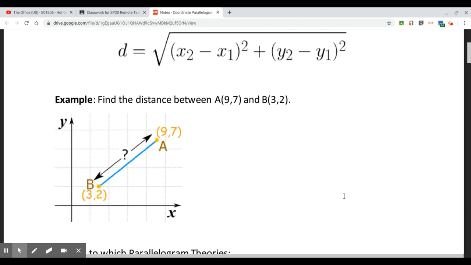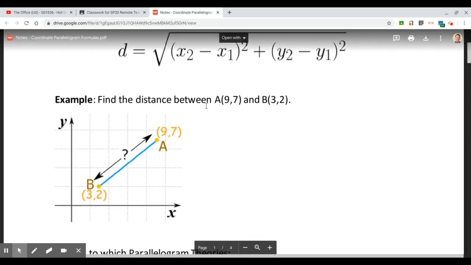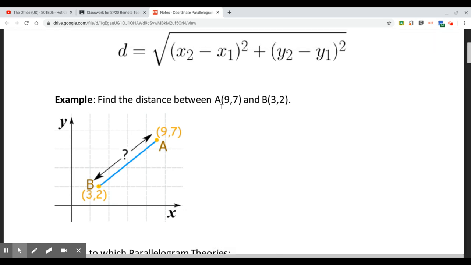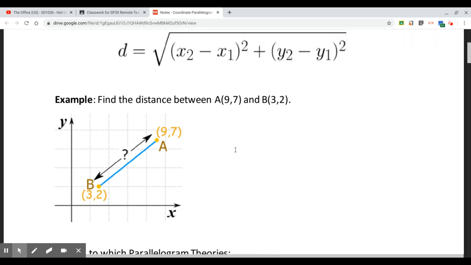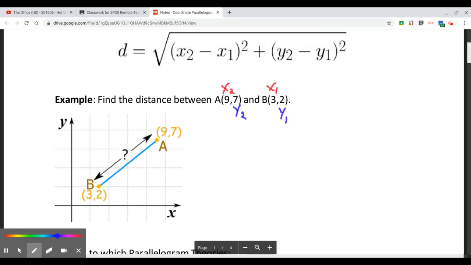Looking at this example problem, it says find the distance between point A, which is (9, 7), and point B, which is (3, 2). Here it is on the graph. The first thing I want to do is assign the points. I'll assign A as the x2, y2 values, and B as the x1, y1 values. Now we just have to plug it into the formula.